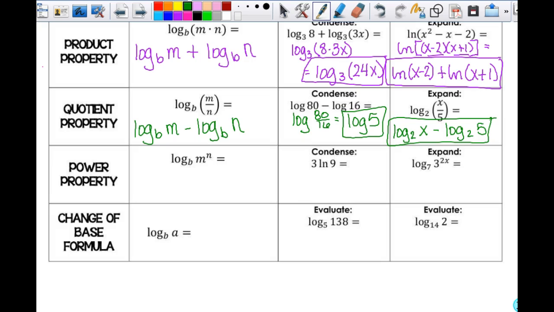So notice there's a product property and a quotient property. There's no addition and subtraction property. So if I'm adding or subtracting something like this, I can't do anything else with these properties. It doesn't work that way.